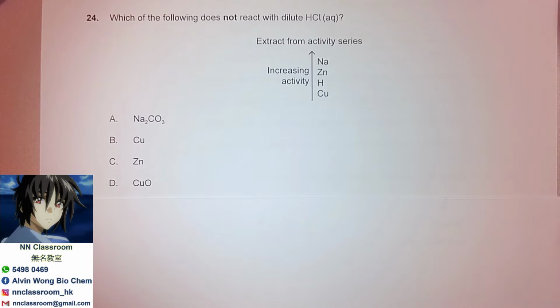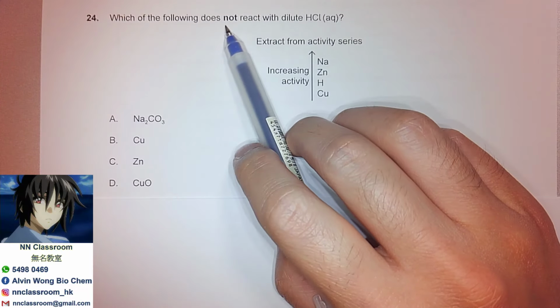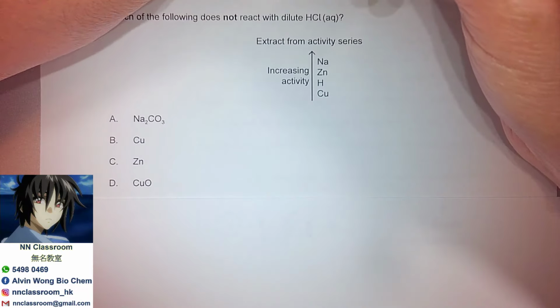Today I'd like to share with you a past paper question extracted from 2017 Time Zone 2. That is question number 24. A really classic question asking concepts from topic 8, acids and bases, a really huge inorganic chemistry topic and really important. Let's see. Which of the following does not react with dilute hydrochloric acid, HCl?